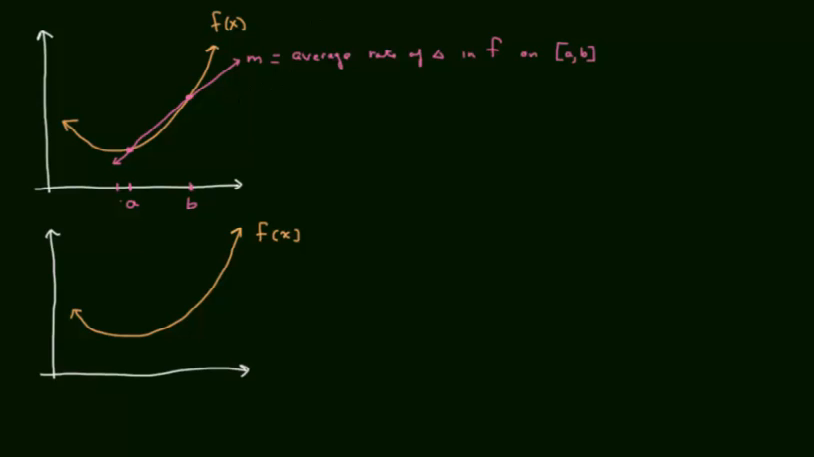Now if I write that as a mathematical expression, m equals f of b minus f of a all over b minus a. You might think of that as change in y over change in x.